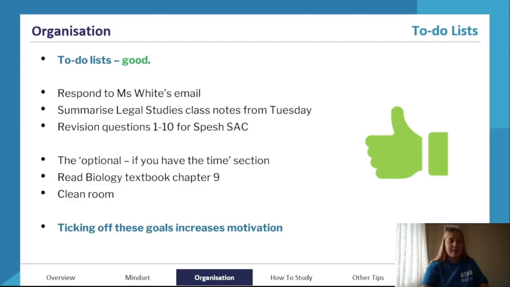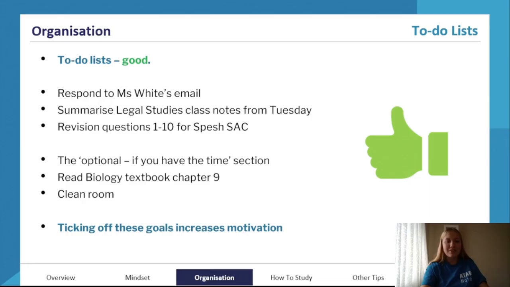So it has some specific notes like read the biology textbook chapter 9. So potentially doing some catch up, looking at the material before you actually go to class. Super helpful because it's going to make the content a lot easier to understand, and you'll also be very prepped for your lesson. And then clean room. We can also just put that idea in our head as well.